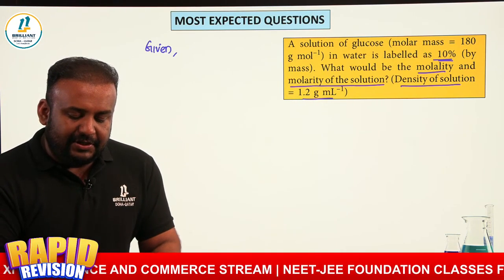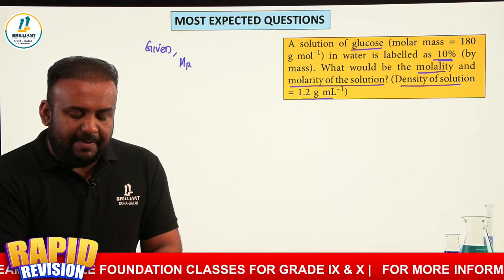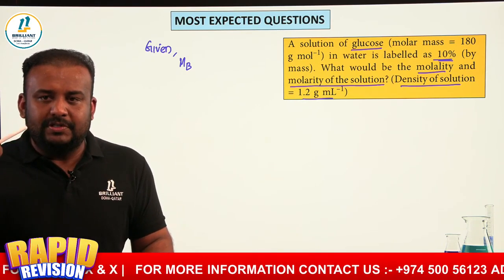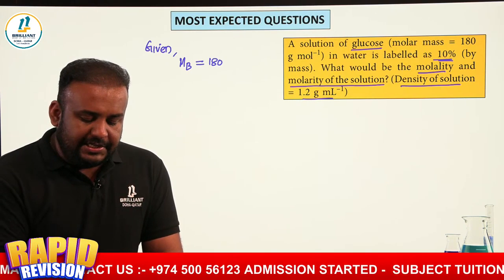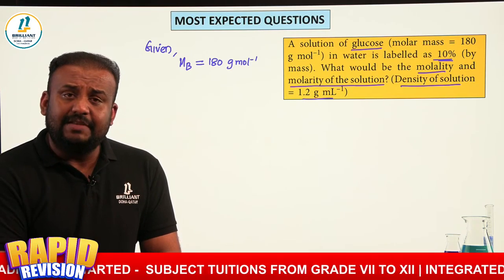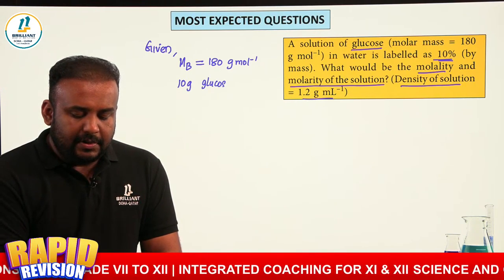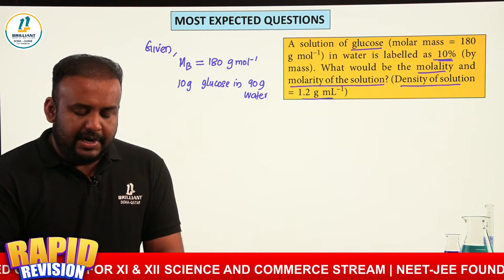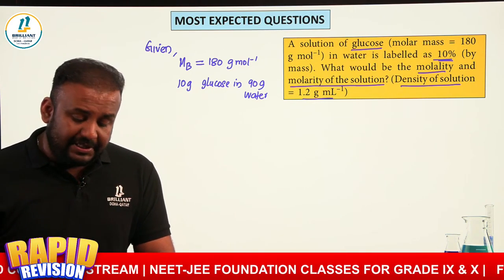You have the molar mass of glucose. Glucose is the solute, so you can use abbreviations of your choice, like you can write MB or M of glucose. You can use any abbreviations you want. So MB is equal to 180 gram per mole. Then it is labeled as 10%. What is the meaning of that? 10 gram glucose in 90 gram water. Correct? That is the meaning of 10%.